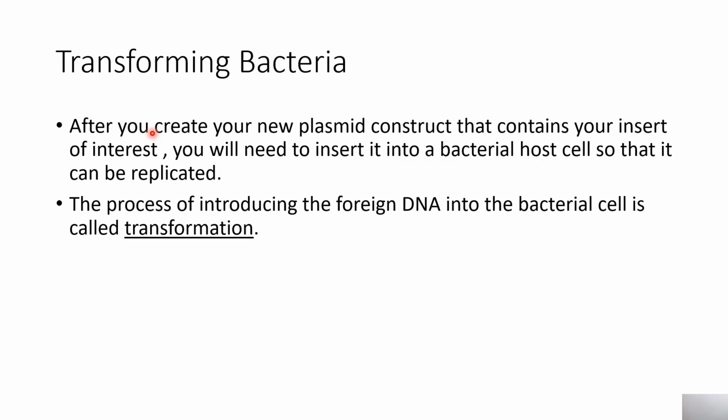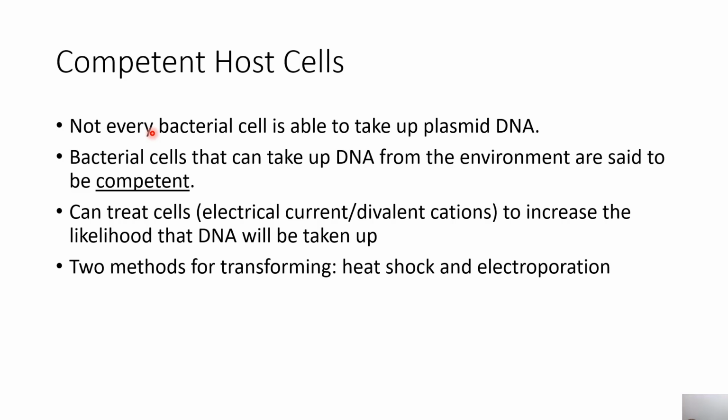Now once you have the recombinant plasmid ready, you have to insert it into the bacteria. So you will need to insert it into a bacterial host cell so that it can be replicated. The process of introducing the foreign DNA into the bacterial cell is called transformation. Now not every bacterial cell is able to take up plasmid DNA. Bacterial cells that can take up DNA from the environment are said to be competent. Now you can treat cells with electric current or divalent cations to increase the likelihood that DNA will be taken up. Then there are two methods of transforming: heat shock and electroporation.